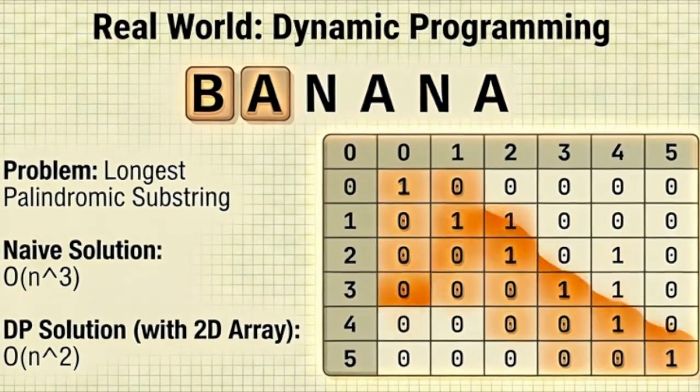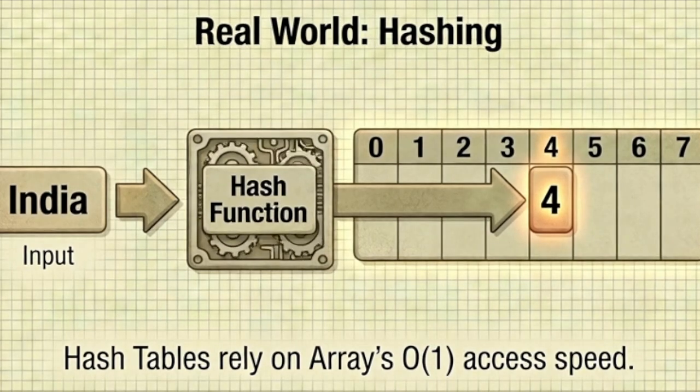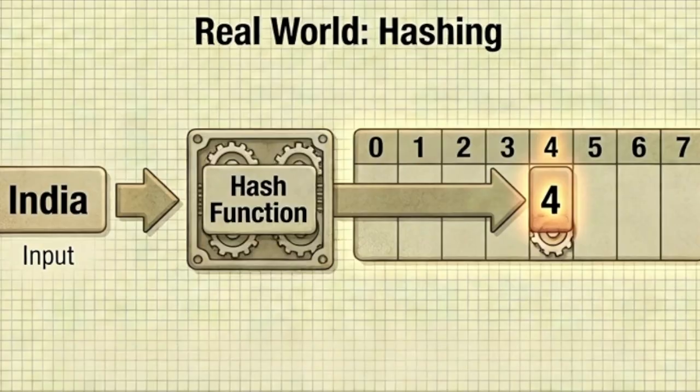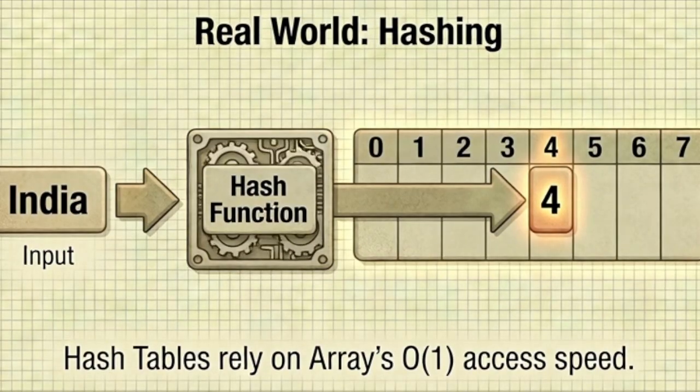Second, hashing. Hash tables, the most popular data structure, rely entirely on the array's big O(1) access speed. The hash function calculates an index and the array gives us the storage slot instantly.